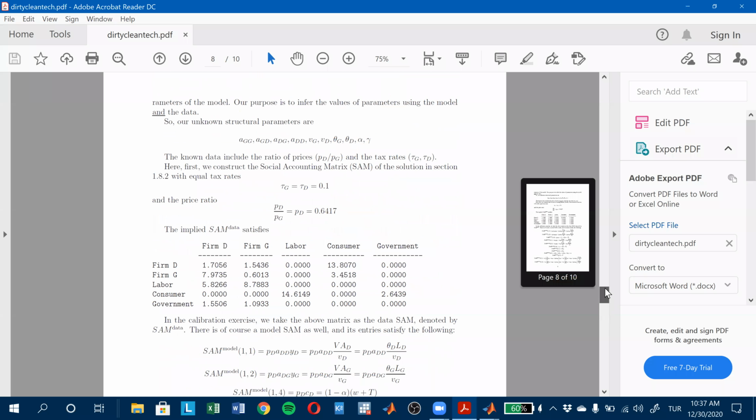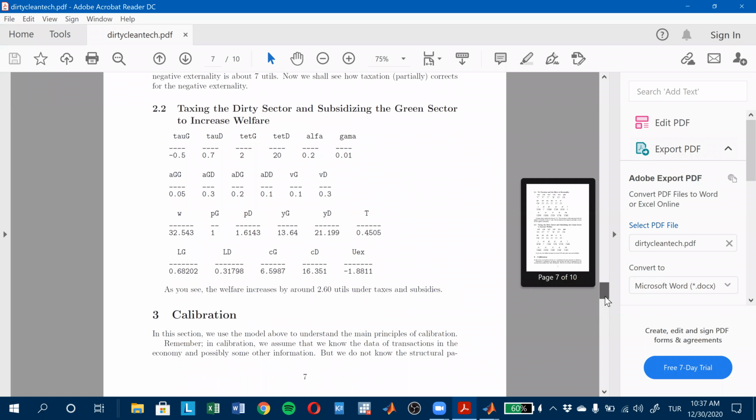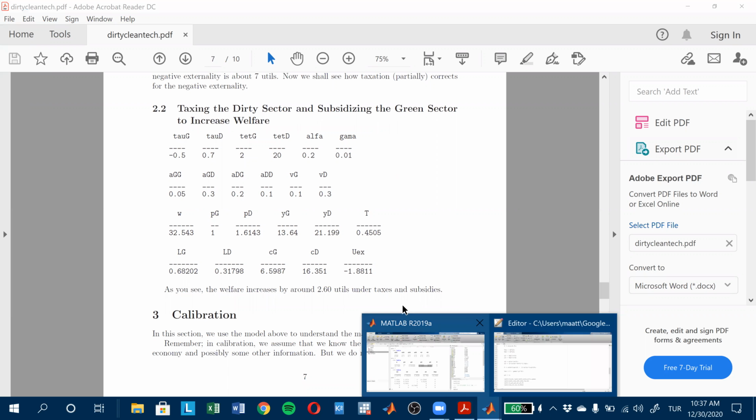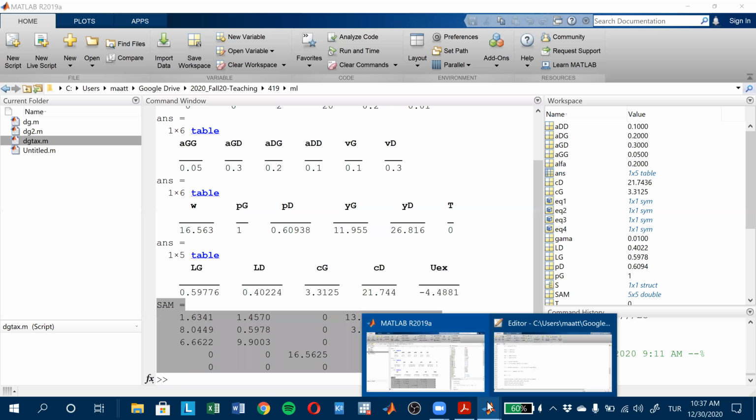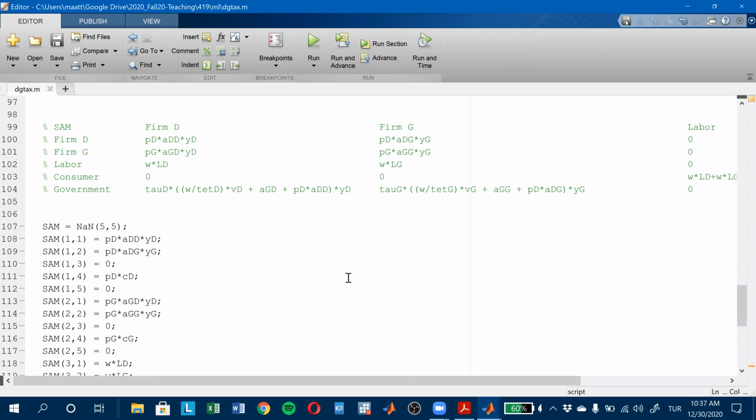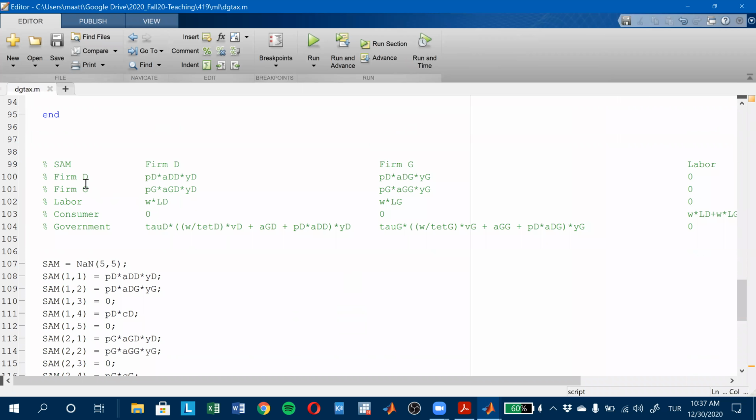So now we want to do the calibration exercise. Now, of course, this is exactly going in the reverse direction. Why? Because now, let me just show you. So this is now some social accounting matrix. How do I write that matrix? In this way. In the first row, I have firm D. In the second row, I have firm G. In the third row, I have labor. In the fourth row, I have consumer. In the fifth row, I have government.